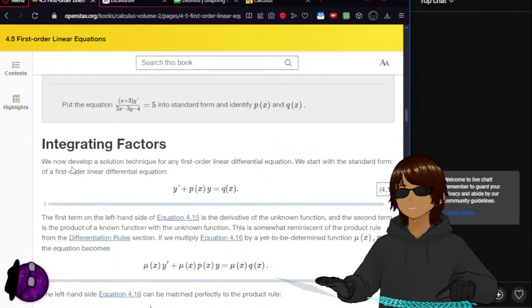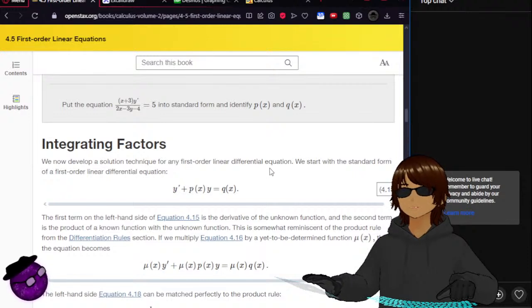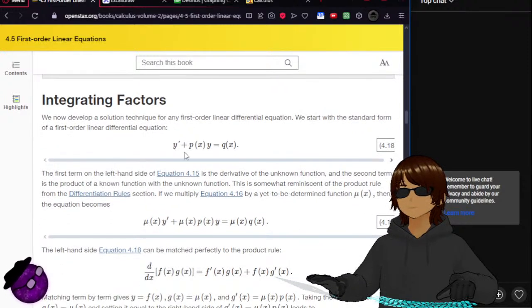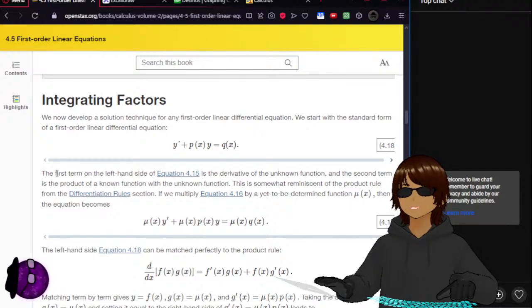Integrating factors. We now develop a solution technique for any first order linear differential equation. We start with the standard form of a first order linear differential equation. The first term on the left hand side of equation 4.15 is the derivative of the unknown function. The second term is the product of a known function with the unknown function. This is somewhat reminiscent of the product rule from the differentiation rule section.